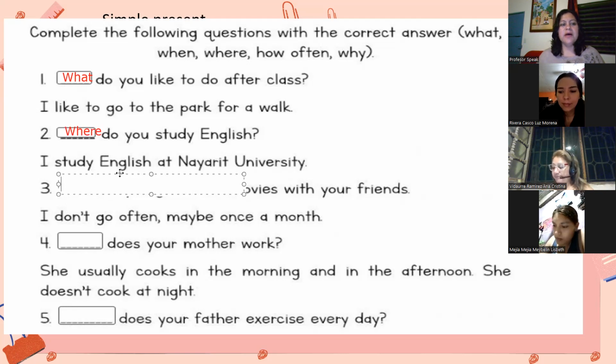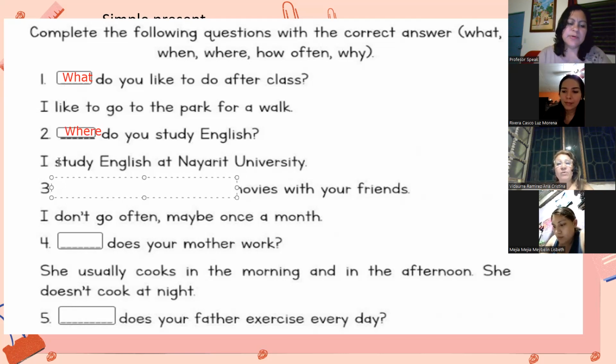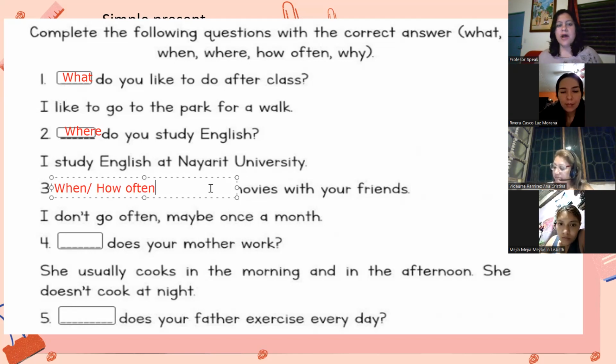Yeah, when. Or we can put how often, right? You can put when do you go to the movies or how often. I don't go often, maybe once a month, okay? The two options I think that are appropriate: when or how often. Number 4.